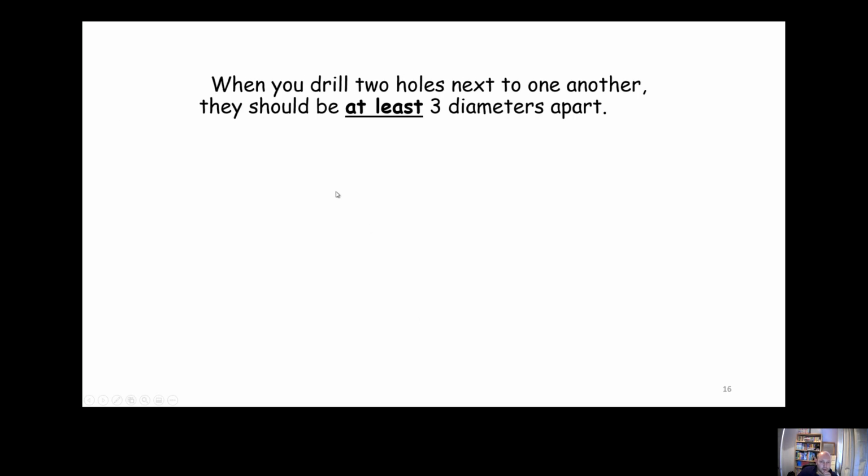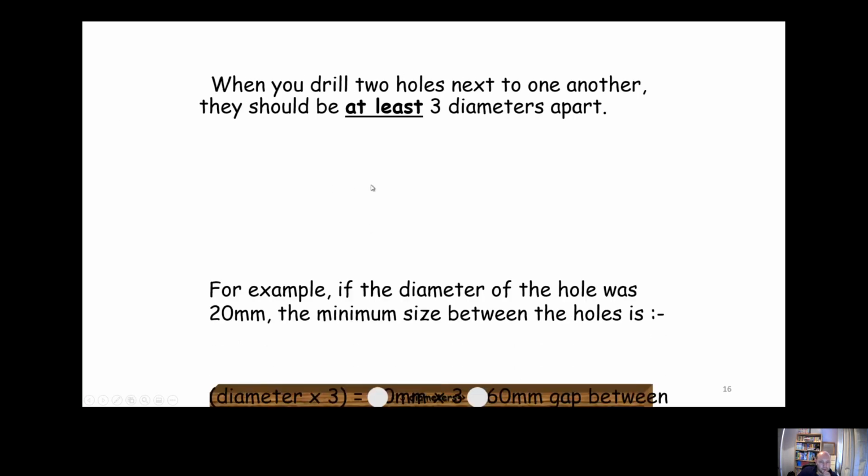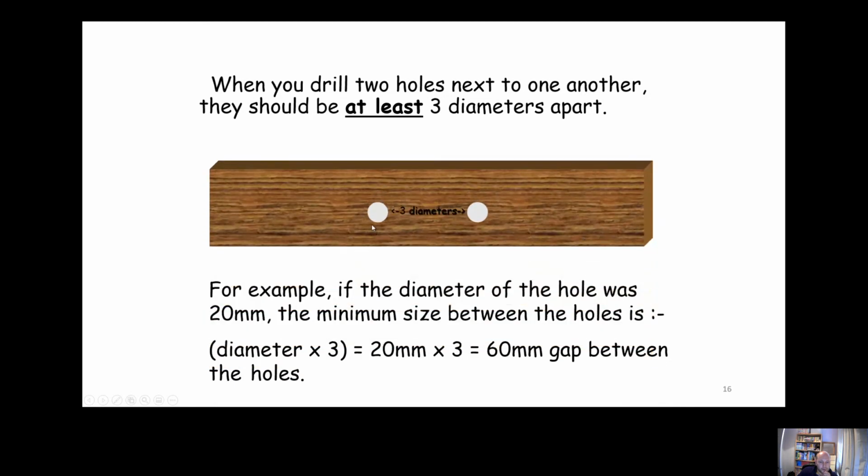Another bit of key information: if you have two holes that you're going to drill next to each other, you should not drill them within 3 diameters of the largest hole between them. So say, for example, you're drilling holes with a diameter of 20 mil. You drill one hole and you shouldn't drill the next hole within 60 mil of your other hole.